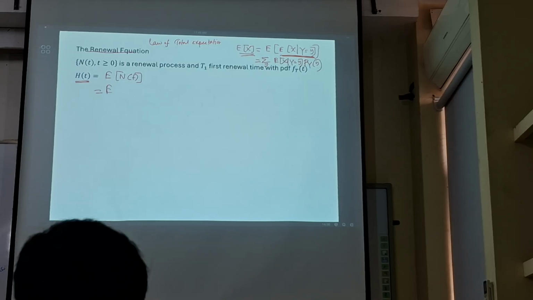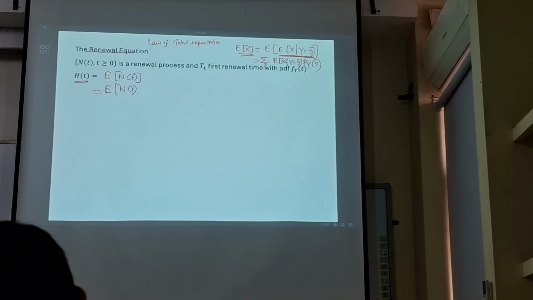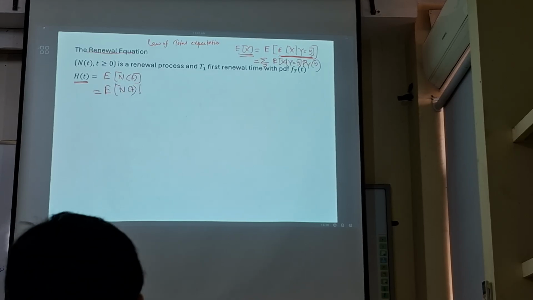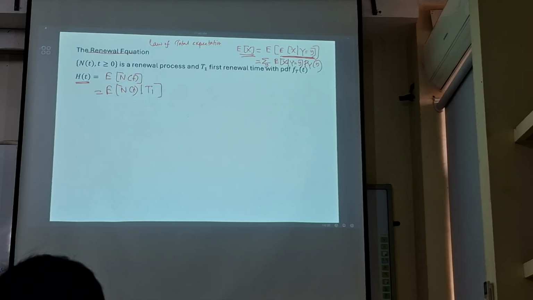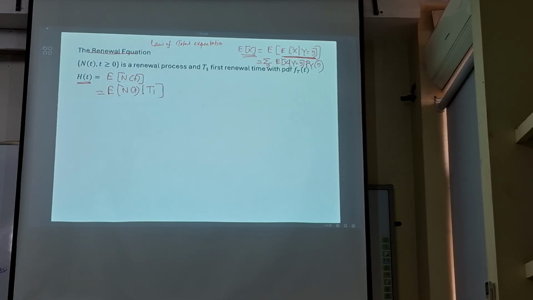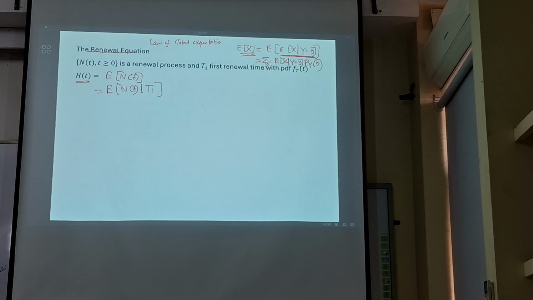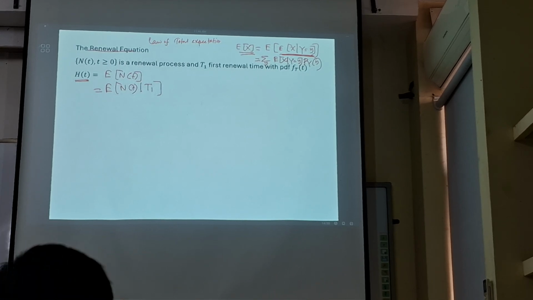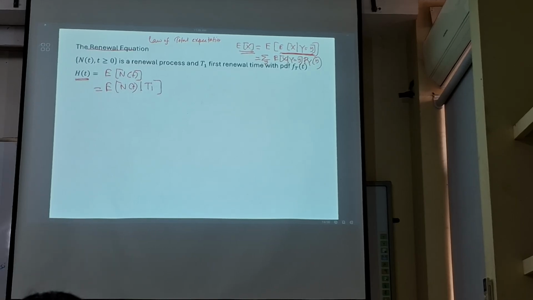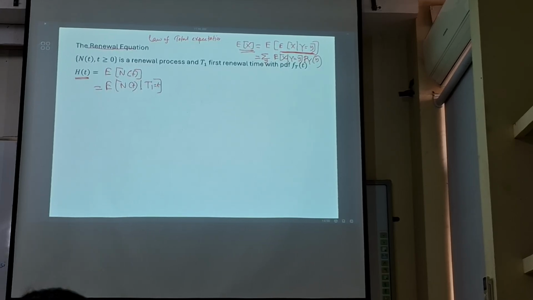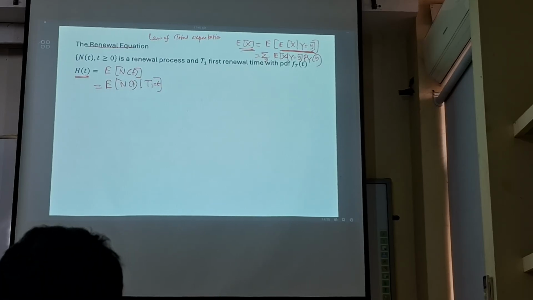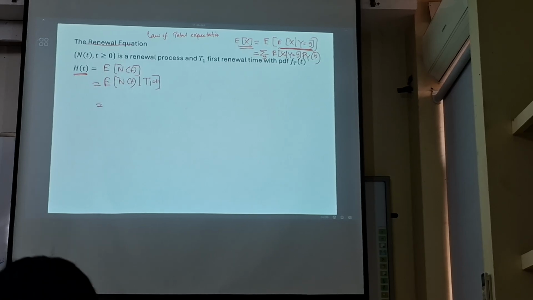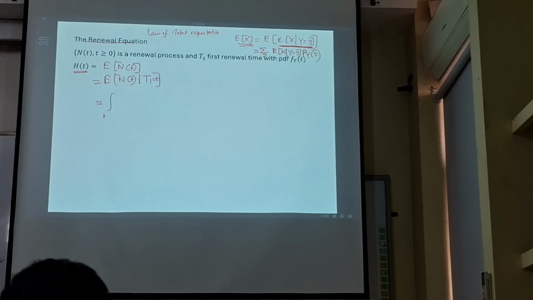By conditioning on N of t, conditioning on what? The renewal time of the first renewal, T1. And then, when we consider T1 equal to t, that means to get the first renewal, you need a time that is t. So if this is the case, then in general, what we can write from 0 to t.